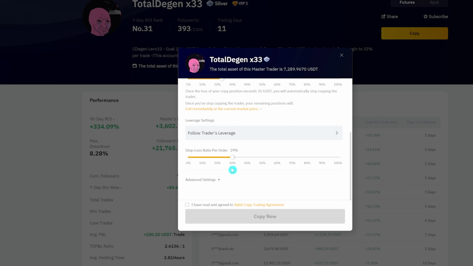And I actually want to put this high as well. I'm going to assume that they're actually using the stop loss as well, so I'm going to put it around about 30%, because if I put it so close, it may take me out as well. And I'll go ahead and click on I have read terms and conditions, and I do agree. From there, I'll click on copy trade.